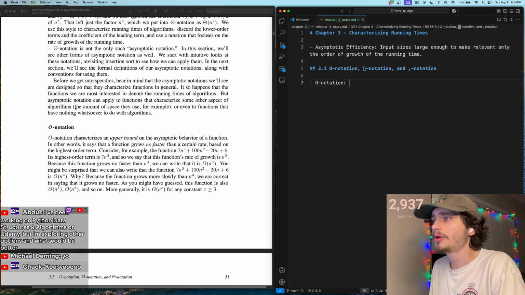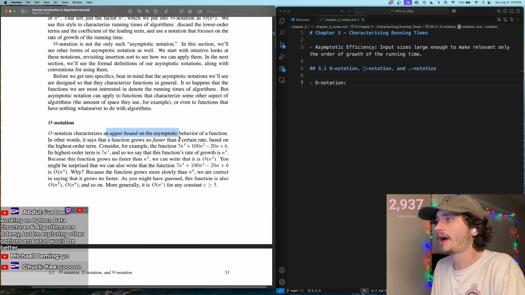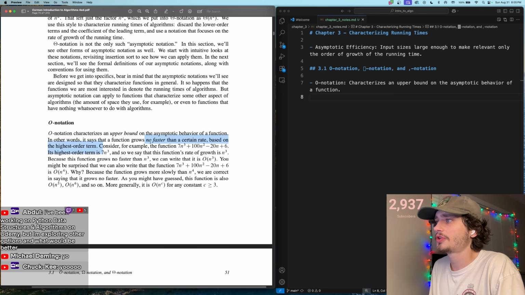O notation. O notation characterizes an upper bound on the asymptotic behavior of a function. In other words, it says that a function grows no faster than a certain rate, based on the highest order term. Consider the example of the function 7n cubed plus 100n squared minus 20n plus 6. Its highest order term is 7n cubed, and so we will say that this function's rate of growth is n cubed. Because this function grows no faster than n cubed, we can write it as O of n cubed.